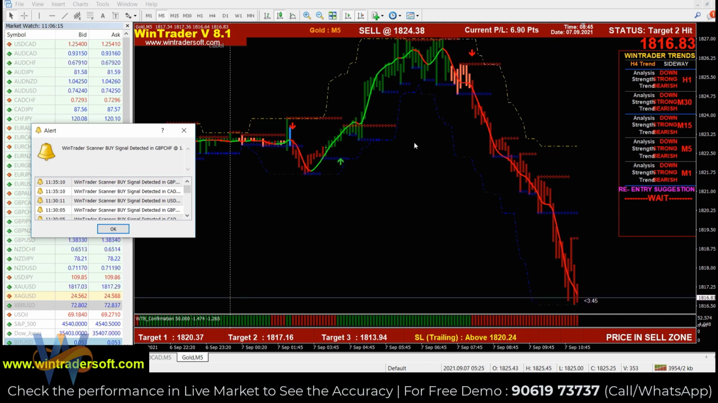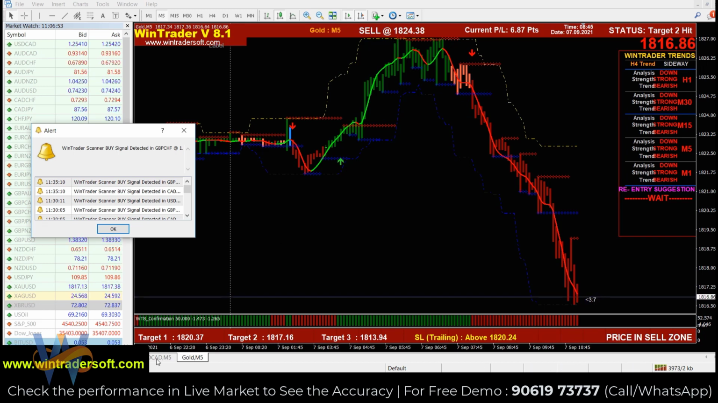You can see there are red stars here, and below you can see blue stars. These red stars are the resistance level of the market, and these blue stars are the support level. That means if the candle breaks the support level, then the market will definitely go down, and if it breaks the resistance level, then the market will go up. Around this level, it hit the support level and is going down. It continues with the downtrend, and as per this signal we got a sell at 1824.38. Two targets have been achieved, and the sell signal is still going on.